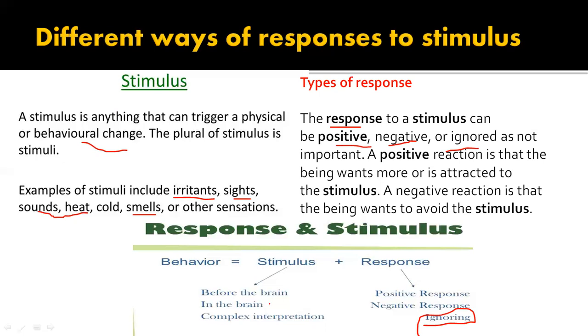The stimulus can be before the brain, from the receptors, or in the brain, like we have studied in chemical coordination, where the hypothalamus performs that function. Complex interpretation in the brain can also occur due to receiving this stimulus. And then we can say that behavior is the result of stimulus plus response.